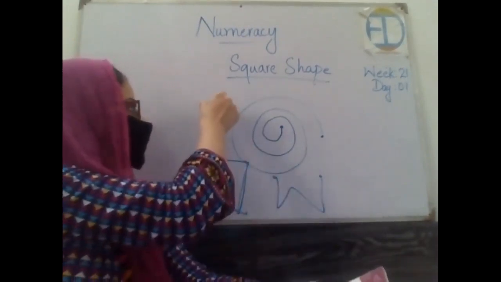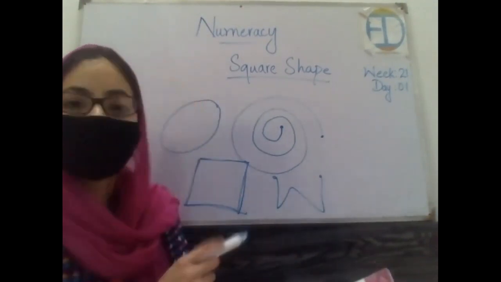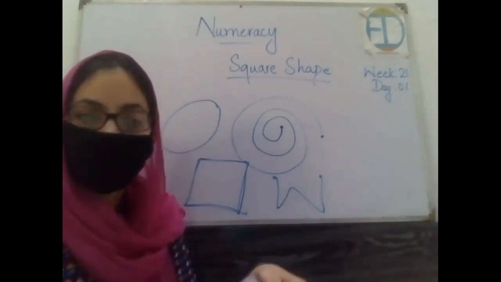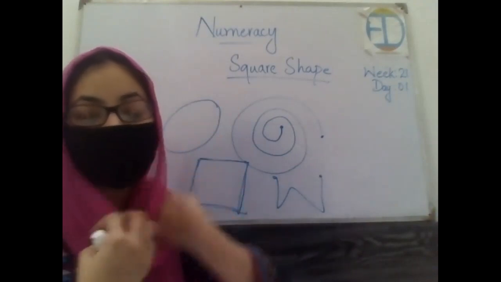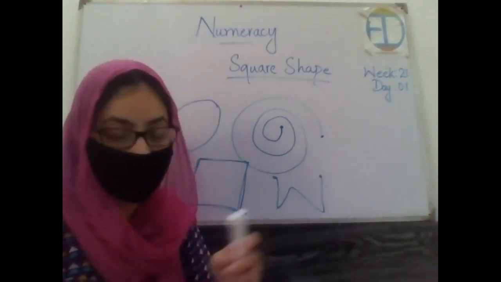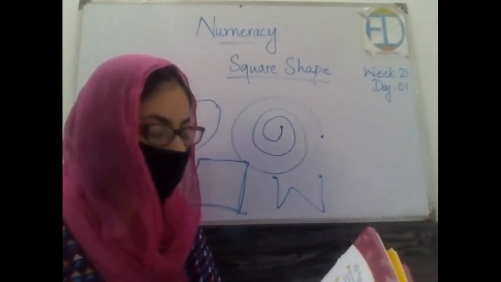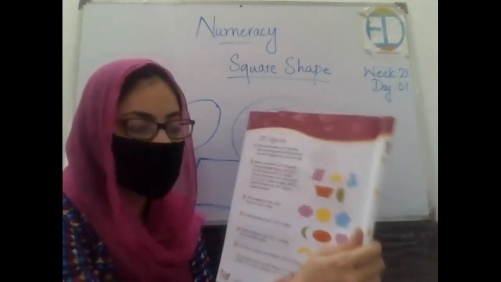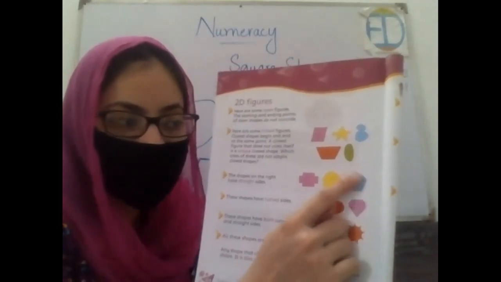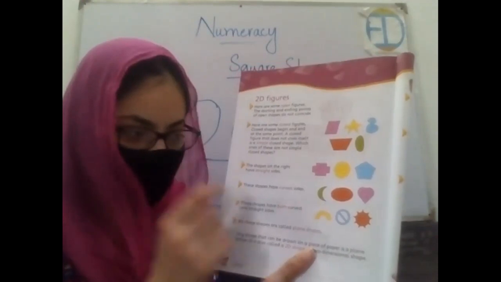Look at the next one. If you draw an oval shape, I start from here and I end at the same point again. So these are the closed figures, and the open figures are those in which the starting and ending point do not coincide with each other. Got it? Should we move forward? Okay, great. Now it says the shapes on the right have straight sides. All these shapes have straight sides. Look at them. These are straight sides. These are also straight, and this figure also has straight sides.